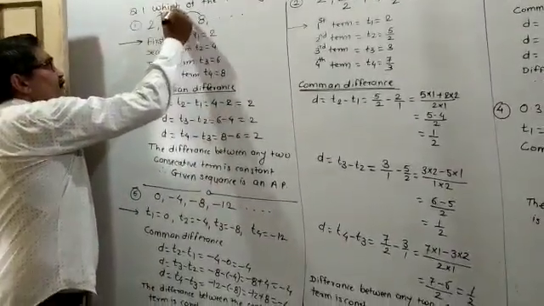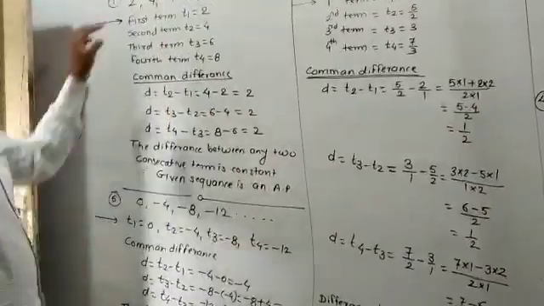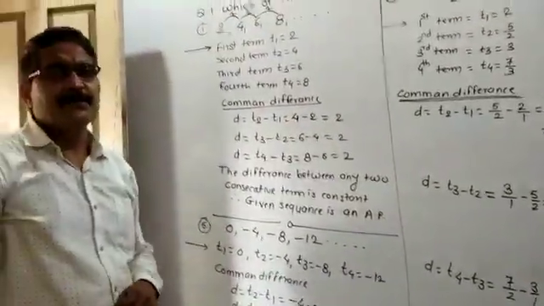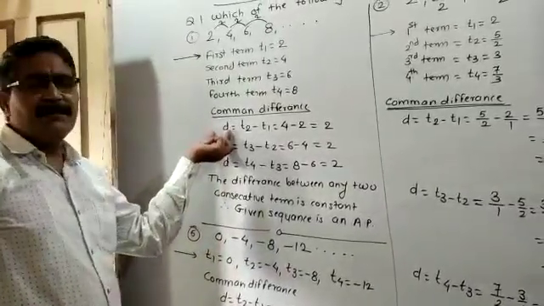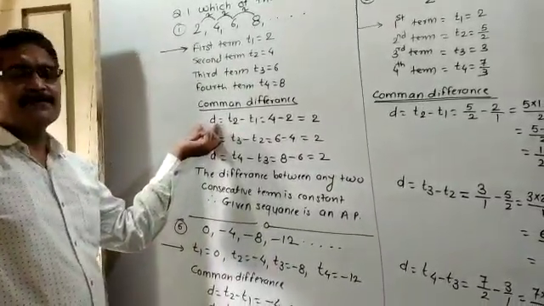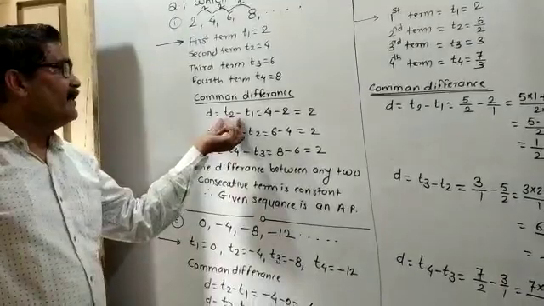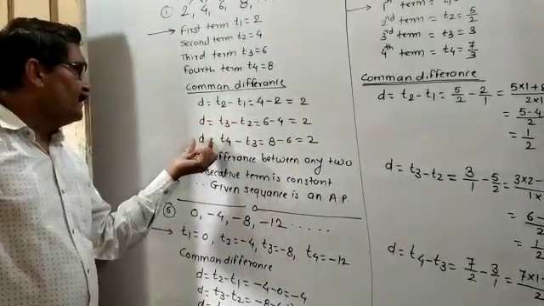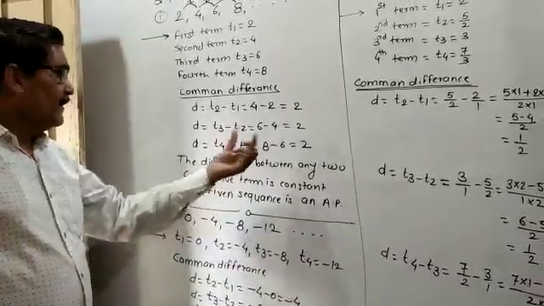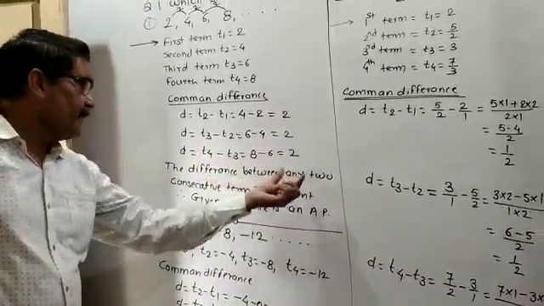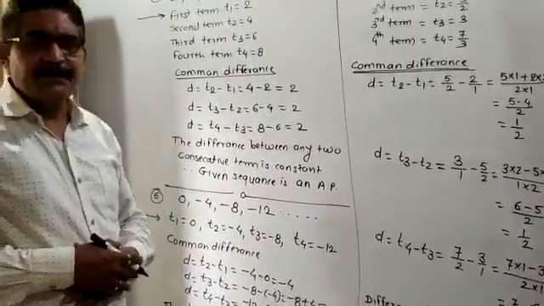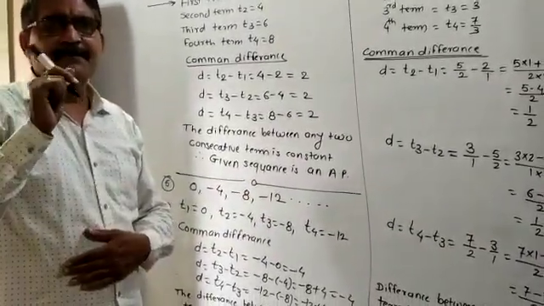This means the difference between two consecutive terms is constant. Here the difference is 2, here the difference is 2, here the difference is 2. The common difference is represented by the letter small d, and d is equal to T2 minus T1, equal to T3 minus T2, equal to T4 minus T3. So the difference between any two consecutive terms is constant, therefore the given sequence is an AP. Does everybody understand the first example?